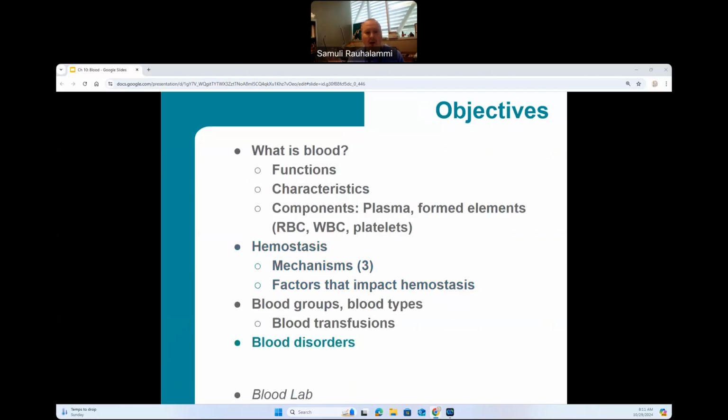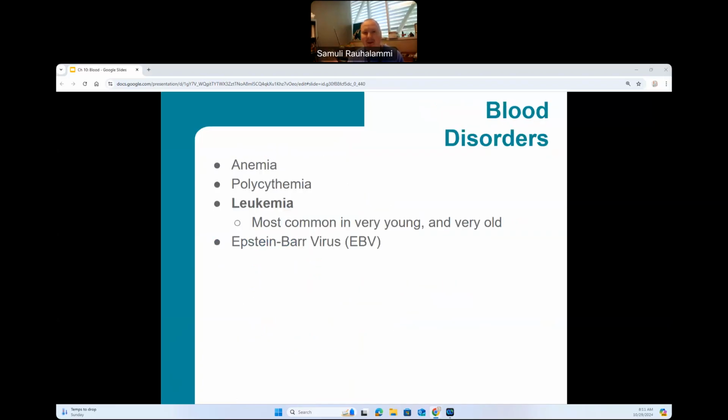I also want to really quickly visit one more example. Here we've already seen clotting disorders. I want to highlight leukemia, which involves abnormal white blood cells. Even though there might be many white blood cells, they're not normal, they're not functioning normally. And this is most common amongst very young or very old patients. And older adults are also at risk for anemia and clotting disorders.